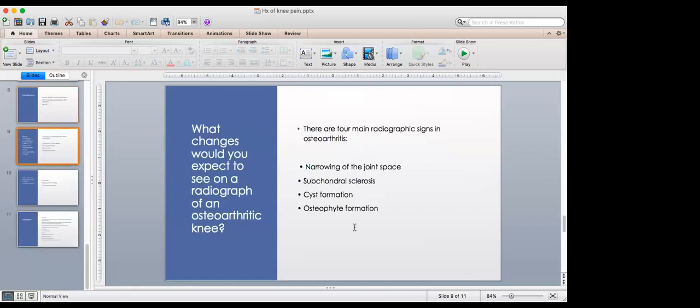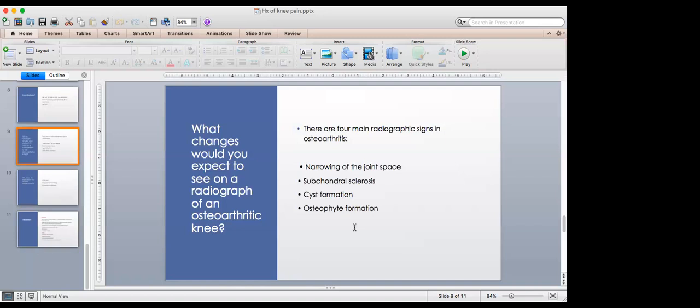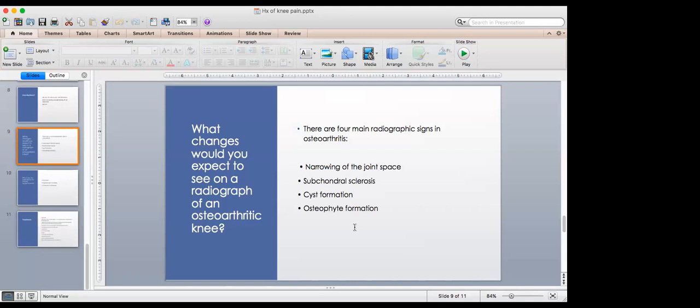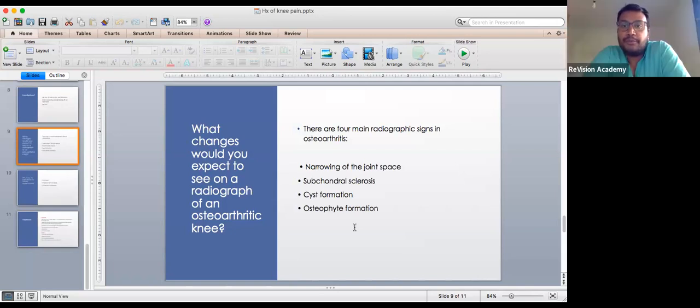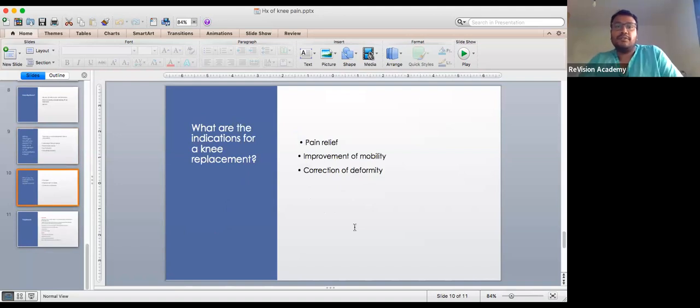The next question I asked you was, you mentioned an X-ray, so what are the changes? For osteoarthritis, the mnemonic is LOSS, and for RA it is LESS. LOSS: loss of joint space, osteopenia, subchondral sclerosis, and subchondral cyst. For RA, the E is erosion, so joint space erosion. That's the only difference. Then indications for knee replacement: you mentioned all three, pain relief, improvement of mobility, and correction of deformity.